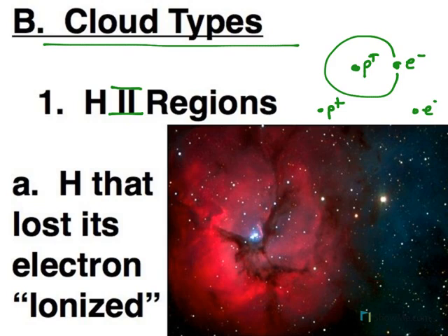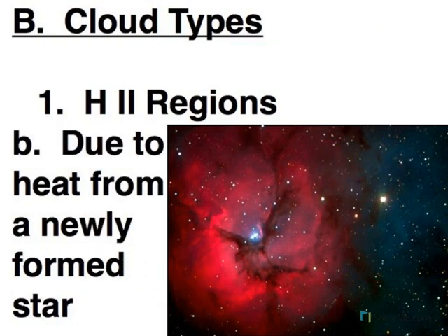And here we see a picture. This is the Trifid Nebula, which is a lovely example of an H II region. But why does it get ionized? Well, it turns out that you've got star formation. So these are forming stars here. And forming stars are hot.